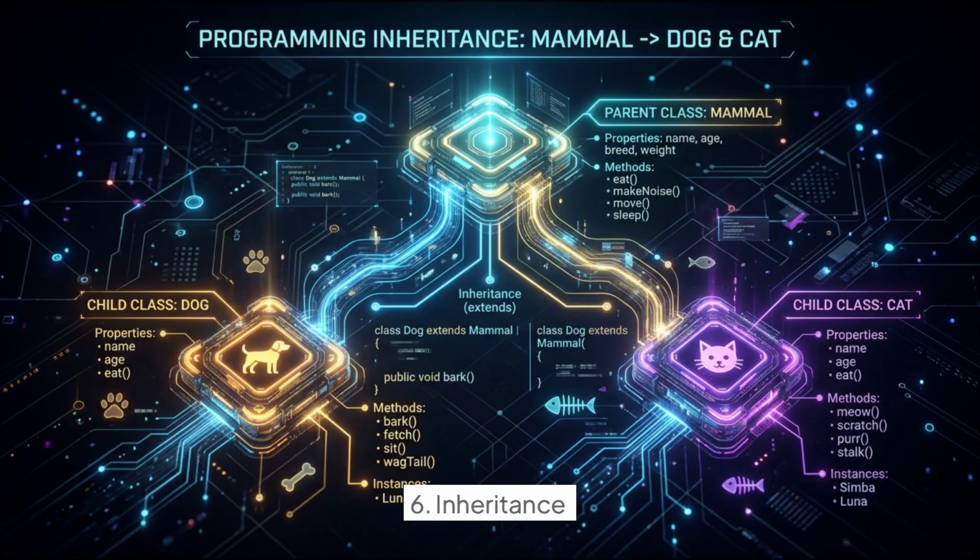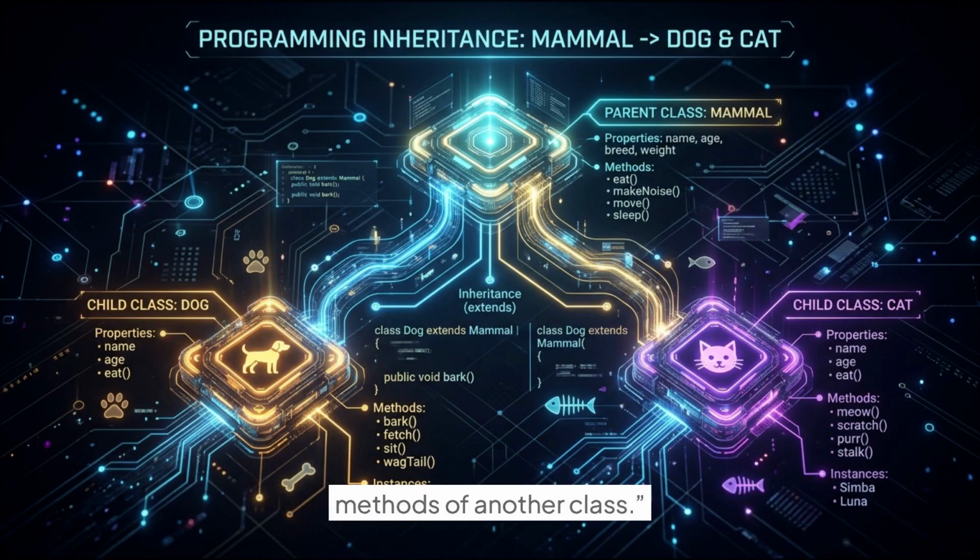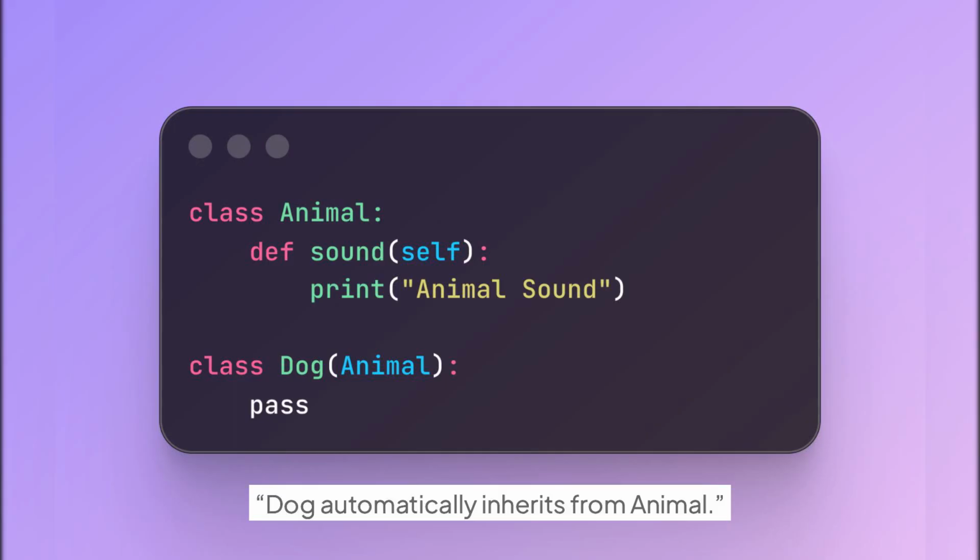6. Inheritance. Inheritance allows one class to reuse properties and methods of another class. This reduces duplicate code. Dog automatically inherits from Animal.